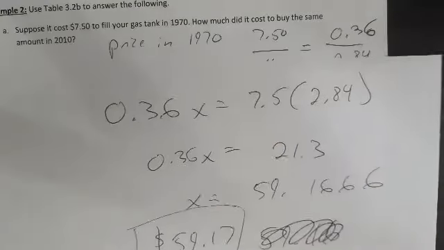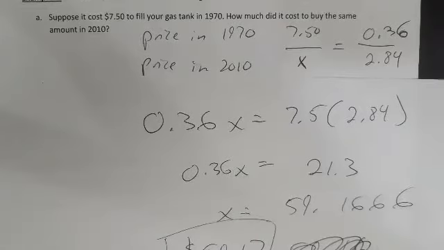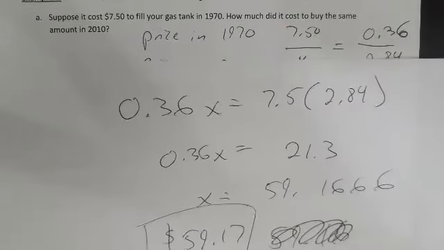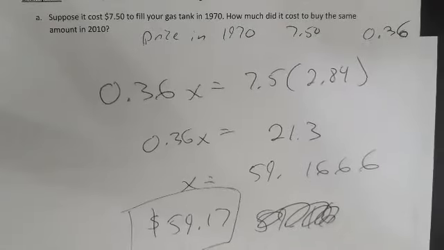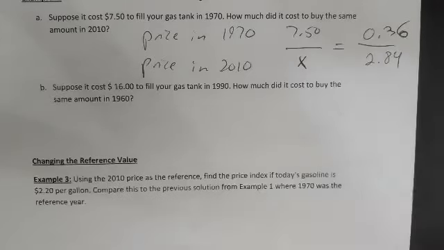So quick recap of what we just answered. Suppose it cost you $7.50 to fill up a tank in 1970. How much is it going to cost in 2010? So if it costs you $7.50 in 1970, it's going to cost you $59.17 in 2010. So this is a thing known as inflation. So prices tend to inflate over time.